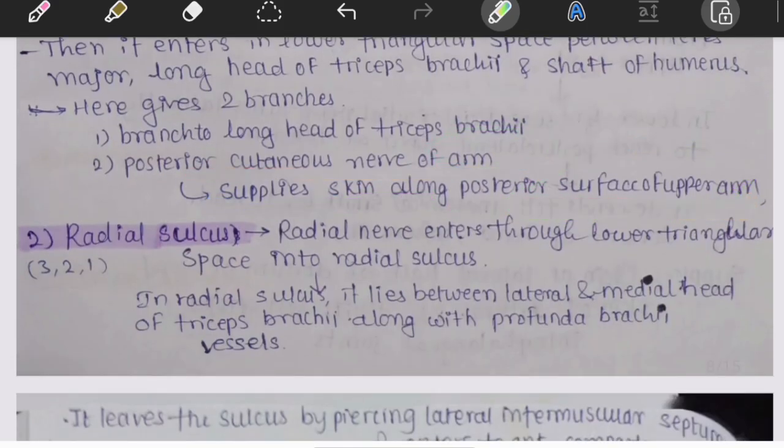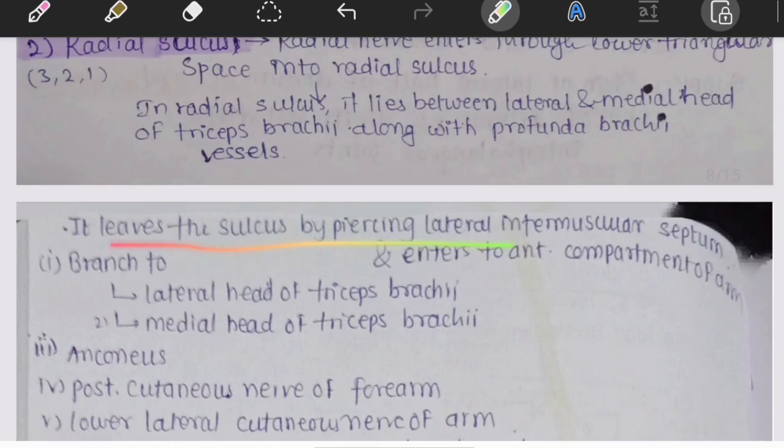Then in the radial sulcus of the humerus, the radial nerve enters through the lower triangular space into the radial sulcus, and in the radial sulcus it lies between the lateral and medial heads of the triceps brachii along with the profunda brachii vessels. It leaves the sulcus by piercing the lateral intermuscular septum and enters the anterior compartment of the arm.